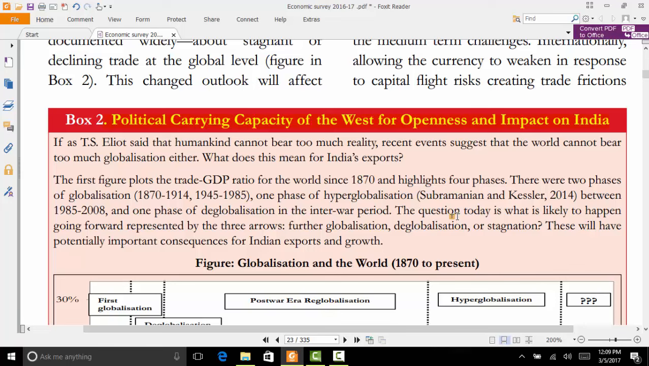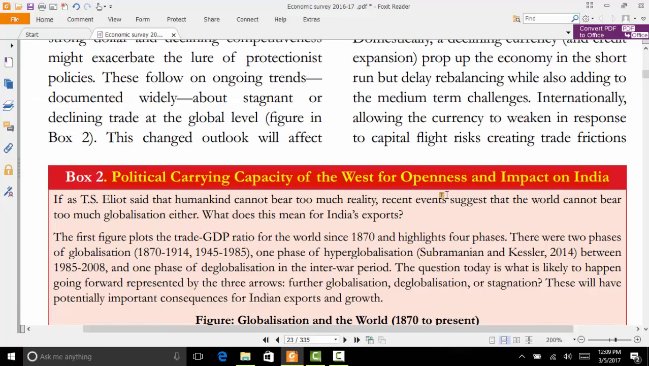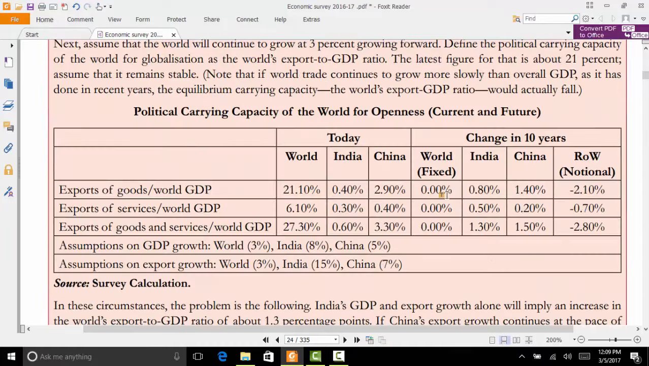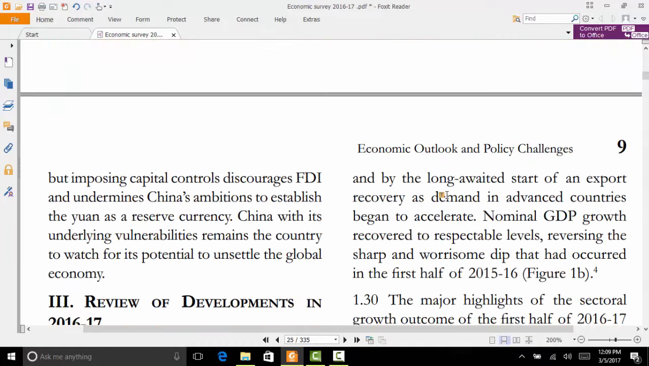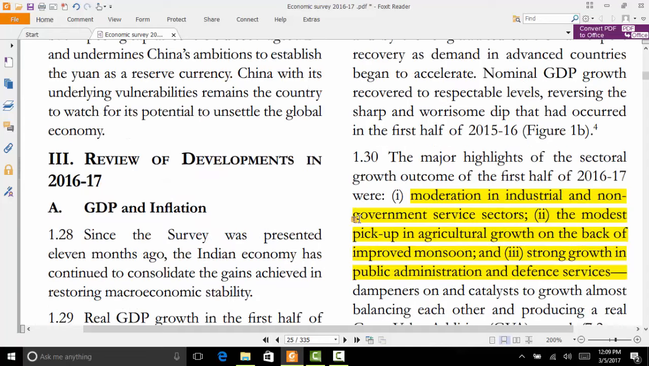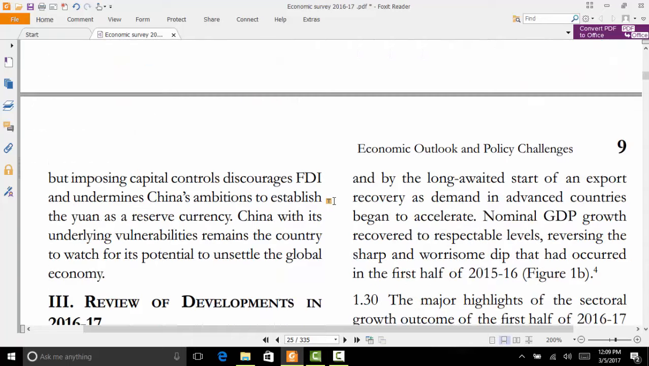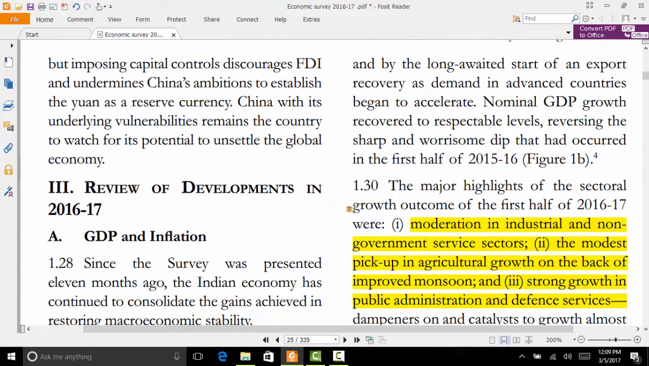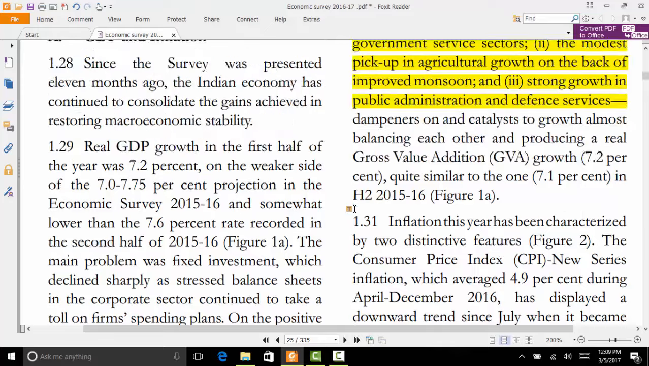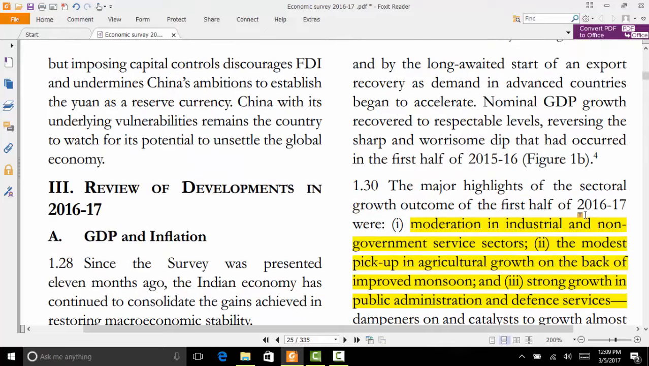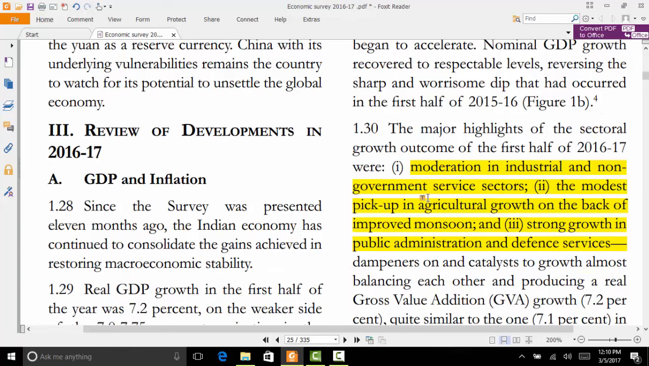So understand how the Chinese economy is passing through. Coming to the next, GDP and inflation. Then we discuss page number 9, major highlights of sectoral growth of first half of 16-17. What have we found? Moderation in industrial and non-government service sector. Modest pickup in agriculture. It just gives you an idea of what has happened.